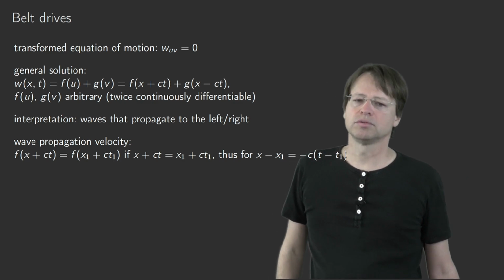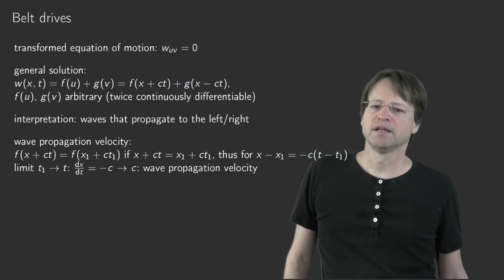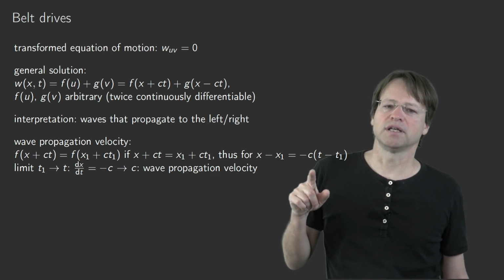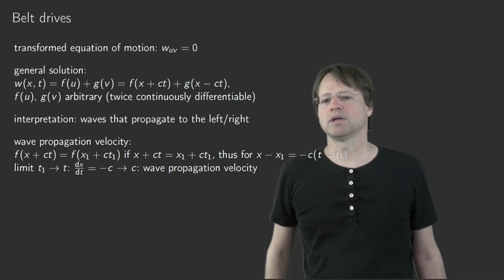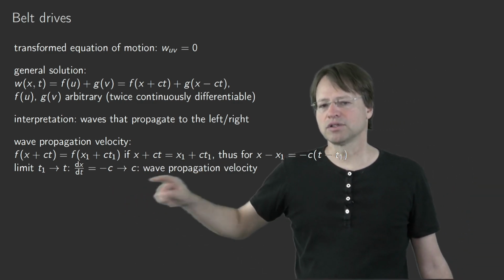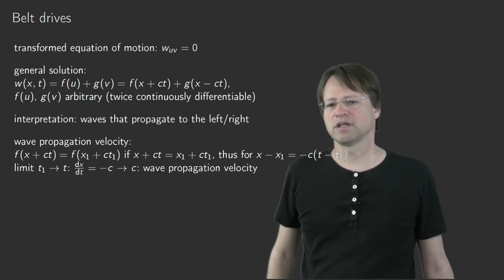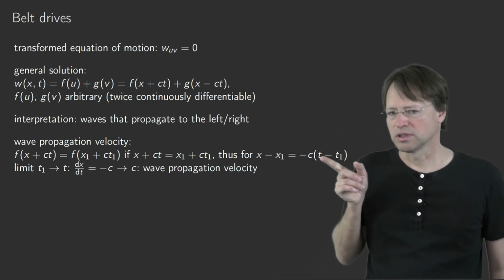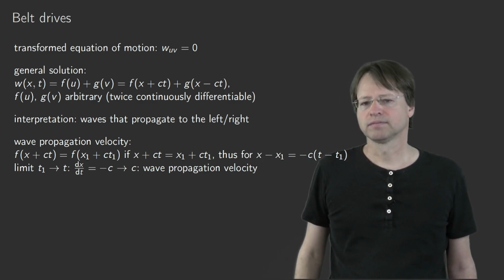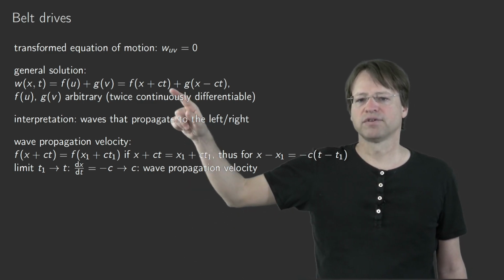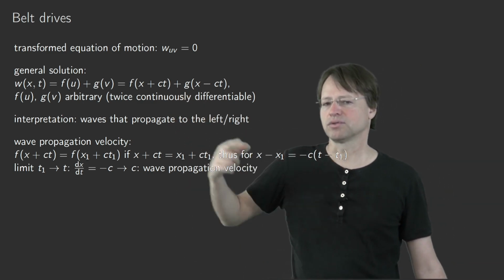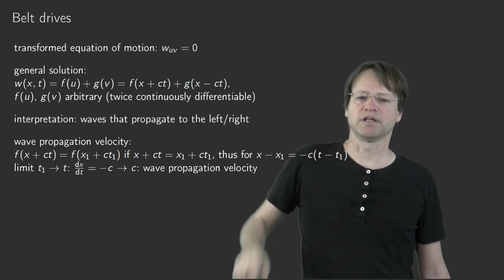The best is to look first at the limit value. So you can formulate then a velocity by taking t minus t1 to the left-hand side. And what you then see is you get (x minus x1) divided by (t minus t1). You take the limit t1 to t, and you get the velocity of that wave, and the velocity is negative. That is, the wave propagates to the left. If that wave propagation velocity is positive, you propagate to the right. So f is the wave that propagates to the left. g is the wave that propagates to the right.